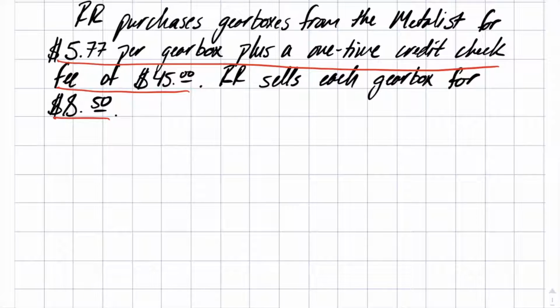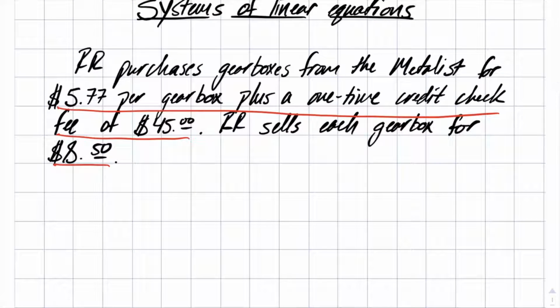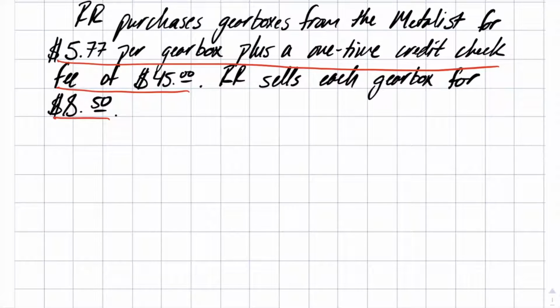Okay? So a system of linear equations is basically more than one linear equation that relate to each other, or the scenario. So let's just go ahead and write one. Let's start off with the first one, and we're just going to label them y equals, okay? Y equals 5.77 per gearbox, okay?